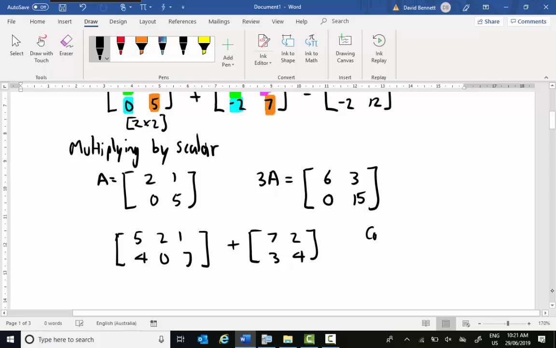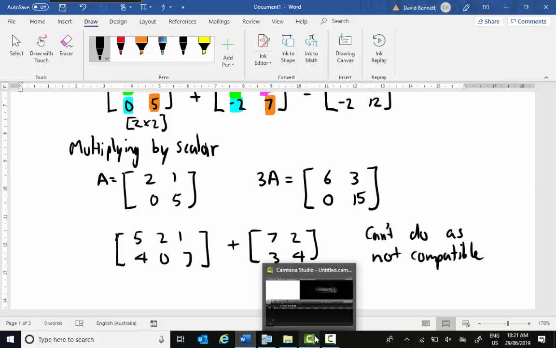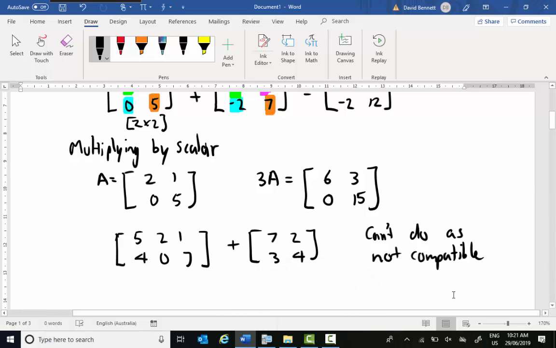I'd say can't do as not compatible. All right, so you just basically say you can't do that. All right, so that's the first thing about operations with matrices. In the next video, we're going to be looking at multiplying matrices together.